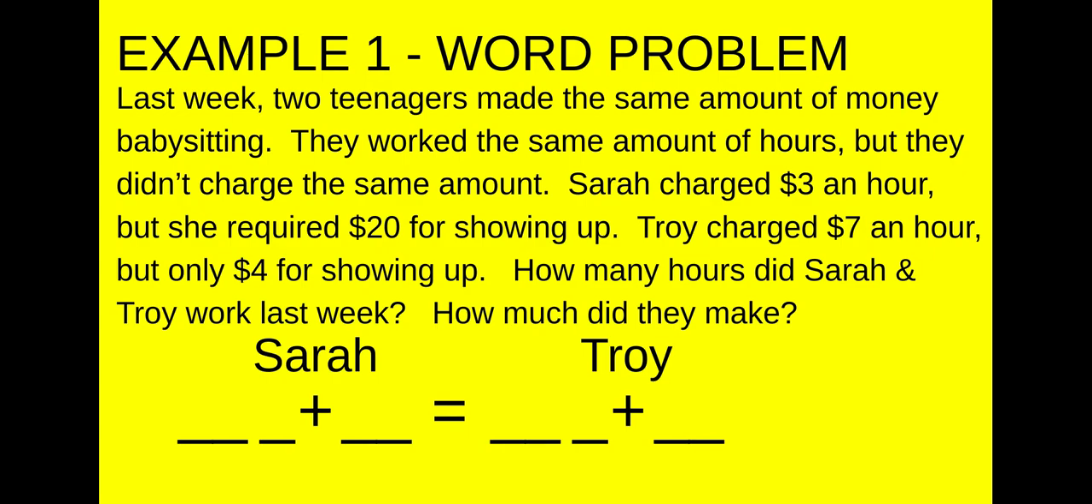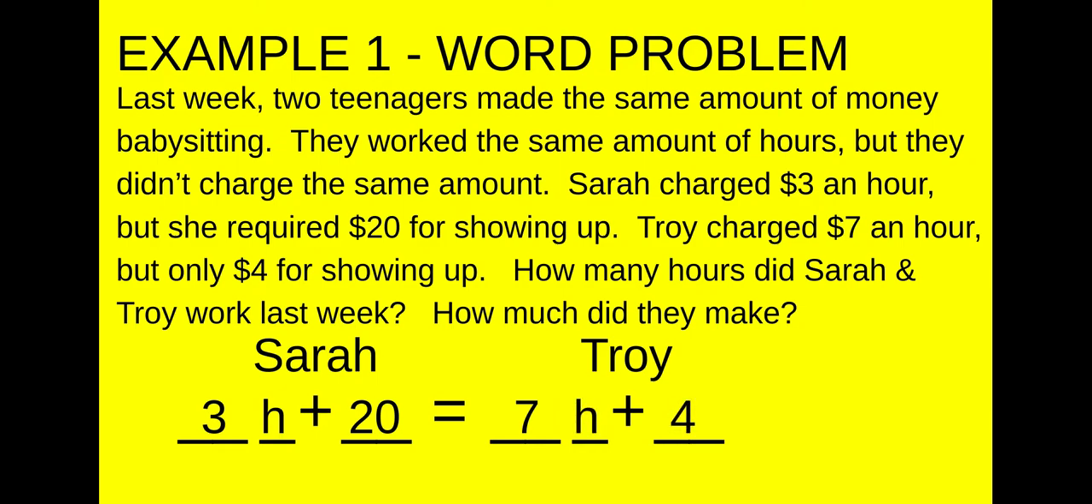Now, when I look at this, I'm going to look at Sarah. I want to look at the variable for a second. One's a constant, one's a variable. The variable is going to be something that can happen many times. The constant is going to be something that only happens one time. Variable means vary, so it can change. Constant means once. So when Sarah gets there, she gets $20 one time, but she gets $3 for every hour. So Sarah's going to get $3 for every hour, and a one-time earning of $20. Troy, on the other hand, is going to get $7 an hour, and he's going to get $4 for showing up.